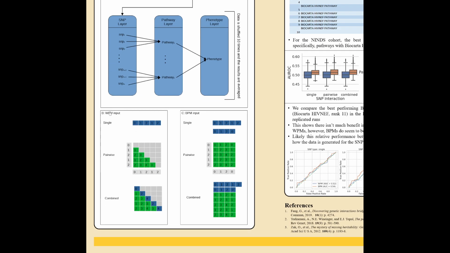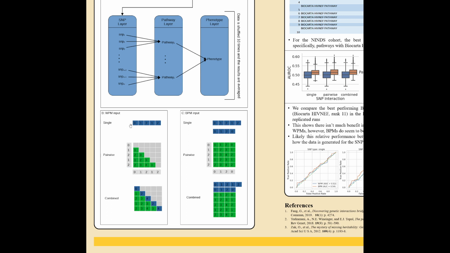Here's a little bit more about the WPMs and BPMs like I promised. Within pathway models, WPMs only look at the genetic interactions within a single pathway, while BPMs look at the genetic interactions in between two different pathways. We can create genetic interactions and represent them three different ways as single, pairwise, and combined SNP types.